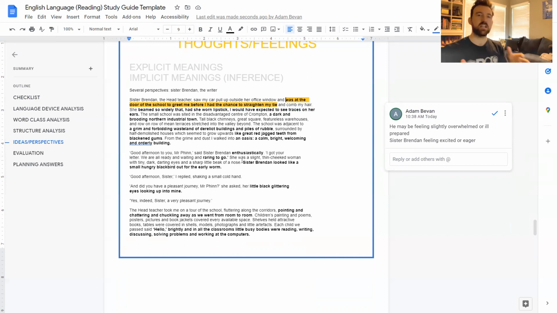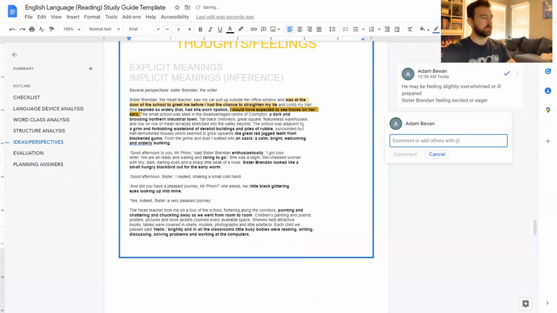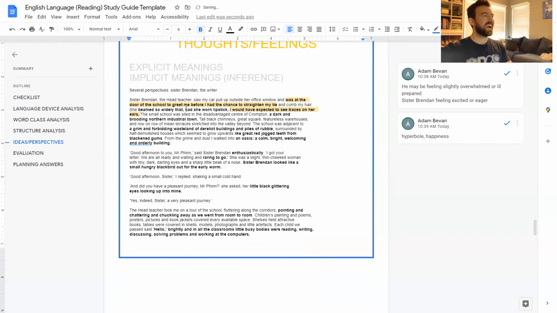So English is not a black and white subject like maths or science necessarily, but it can still be narrowed down to much darker shades of grey or much lighter shades of grey, depending. Yeah, and there are some black and whites in English. So this shows her happiness, and it's hyperbole that shows the feeling of happiness.